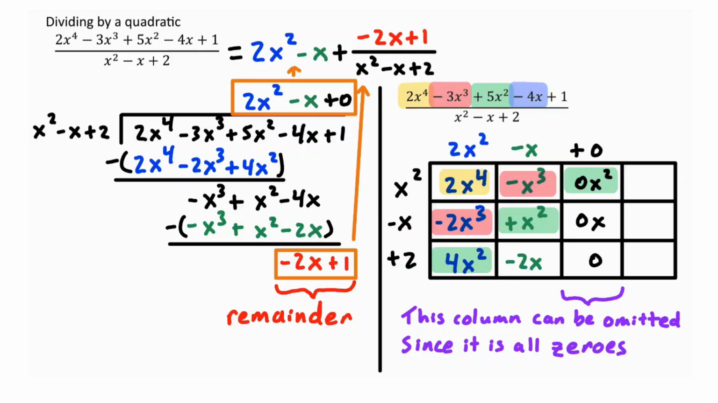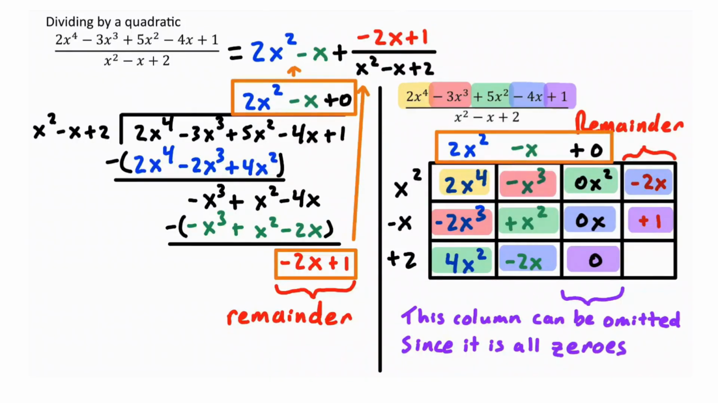Now, we need a negative 4x. Since we have a negative 2x and a 0x, we need an additional negative 2x. Since x squared doesn't go into negative 2x, this last column is called a remainder column, the remainder. Now, we have this positive 1. Since we already have 0, we need an additional 1 right here.